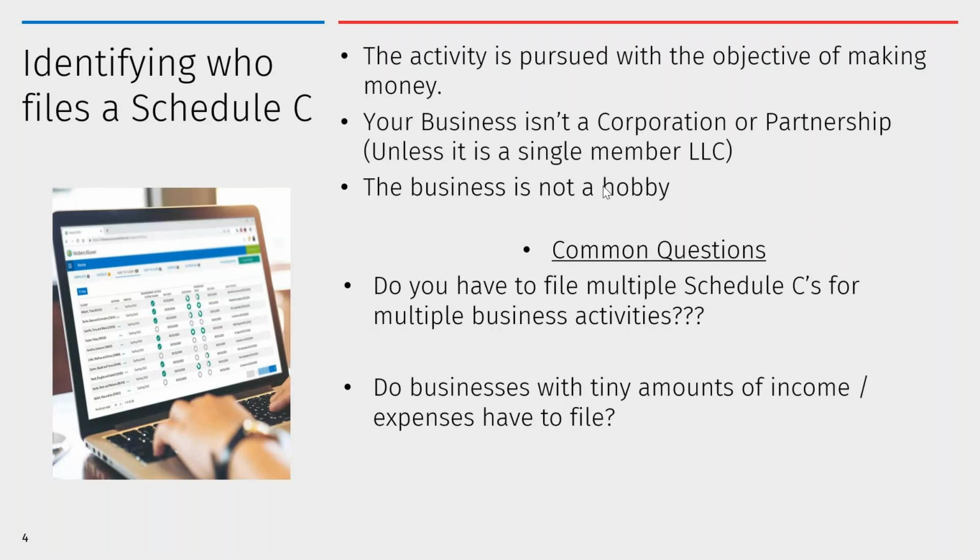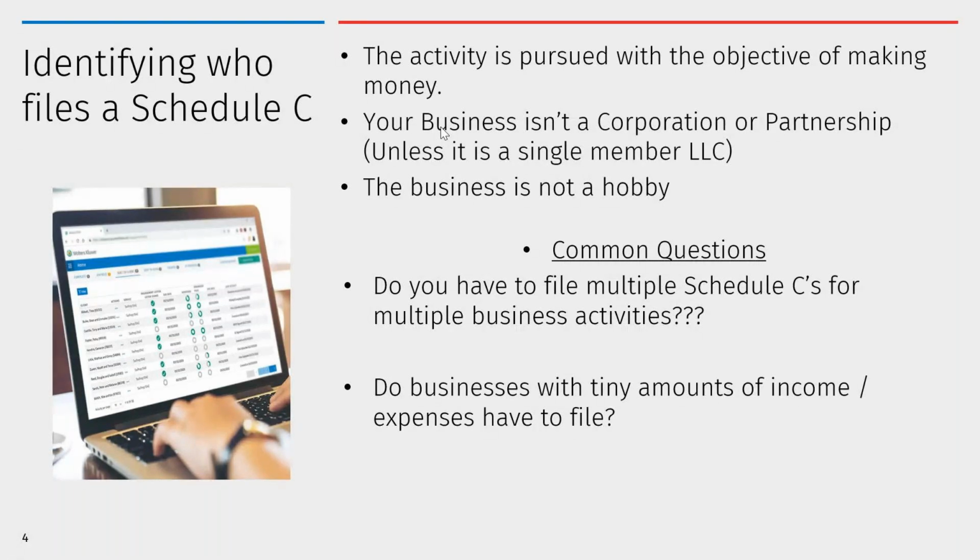Now, the only little caveat to this Schedule C where the activity is pursued with the objective of making money is really the second bullet point here. Your business isn't a corporation or a partnership. And I kind of alluded to this at the beginning of the presentation, how they set up their business when they are first getting started is going to be very important to how we're going to report it to the IRS.